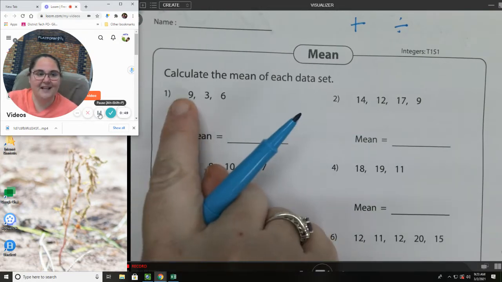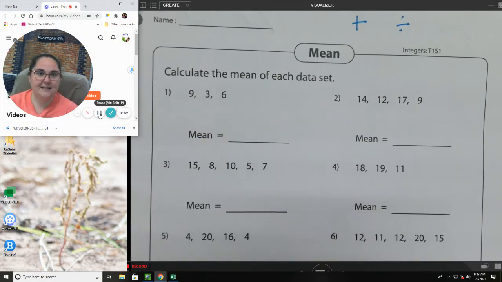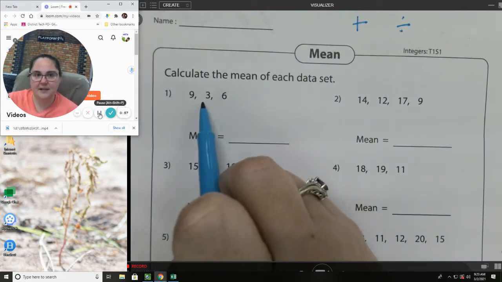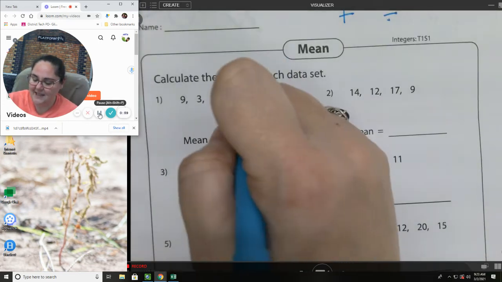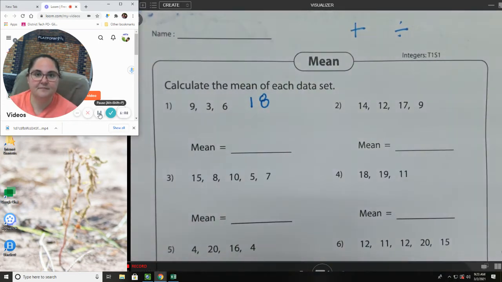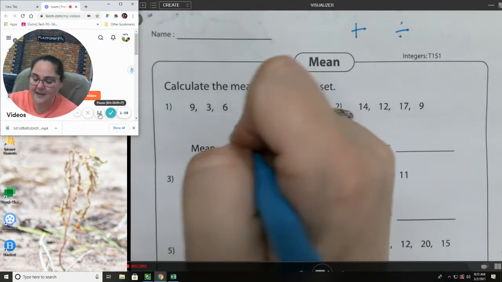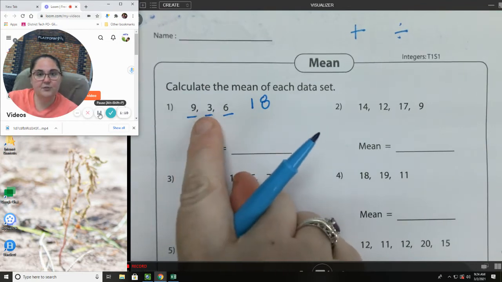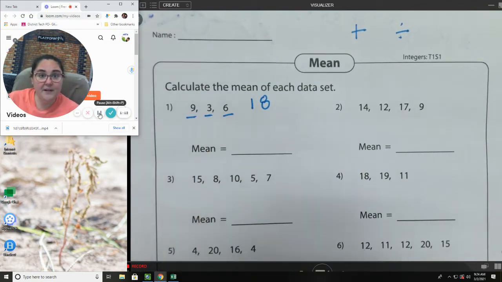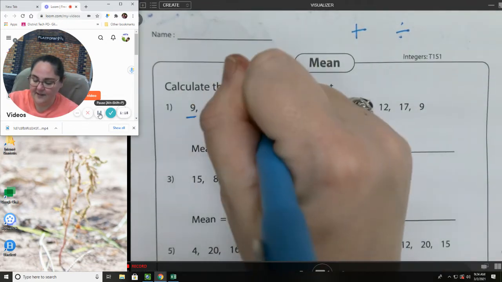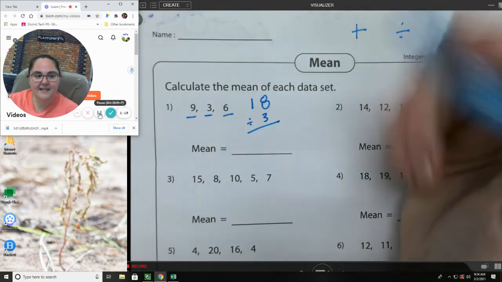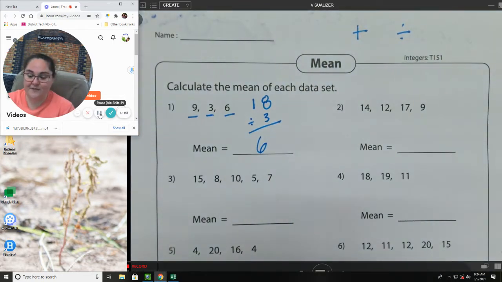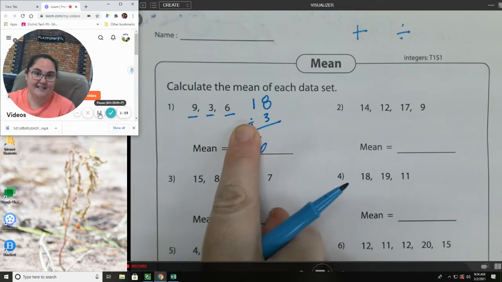So number 1, we have the numbers 9, 3, and 6. My first step is I'm going to add them all together. So 9 plus 3 plus 6 is 18. Then you're going to divide by the number of entries. How many data points do I have? 1, 2, 3. So I'm going to divide 18 divided by 3. 18 divided by 3 is 6. So my mean or average for this first data set is 6.